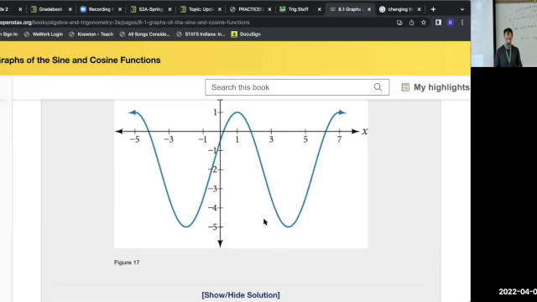Speaking of midline, what could we say about the midline? If the amplitude is 3, top is 1, bottom is -5, where is the midline? -2. Good.